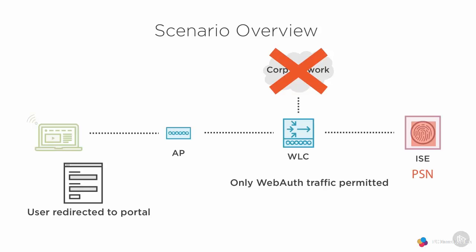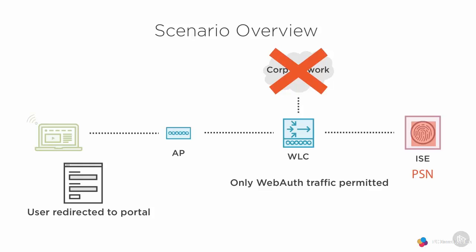Now in a distributed deployment, we have a primary admin node, perhaps a secondary admin node. We have monitoring nodes, and then we have policy service nodes, or PSNs. Those are the ones that are handling the real-time transactions with our users. And that's where these WebAuth redirects are going to go to, the PSN that is servicing the real-time traffic.